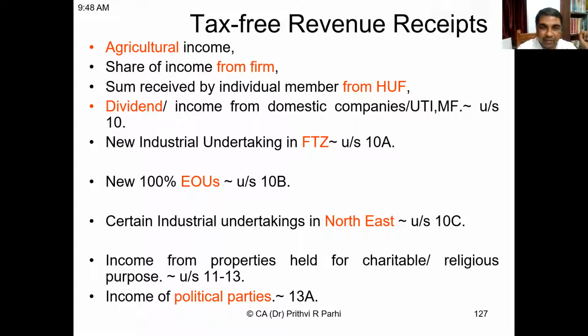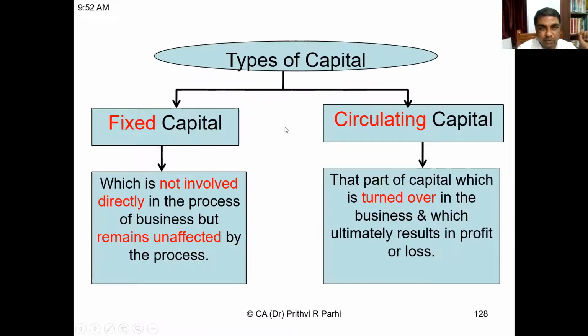Okay, are you getting the point? Yes, sir. Okay. So in every situation, we have to really analyze whether it is a revenue receipt or a capital receipt. That is the first step. Then we have to see whether there is any specific exemption or specific inclusion. On that basis only we'll be able to decide whether it will be taxable or not.